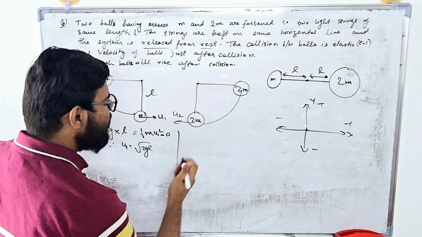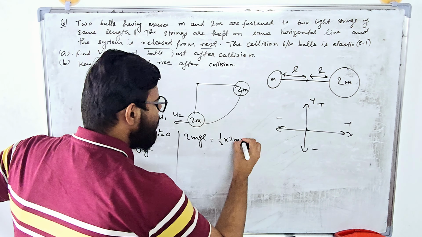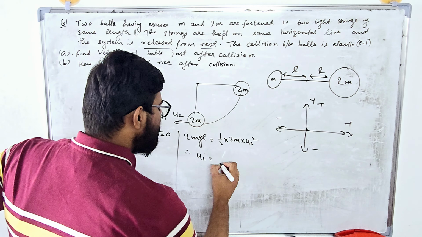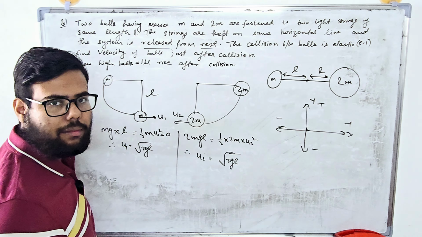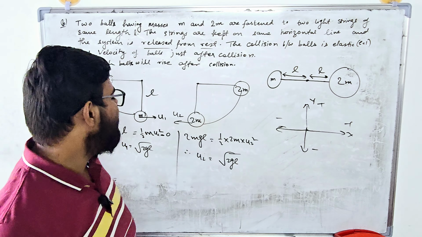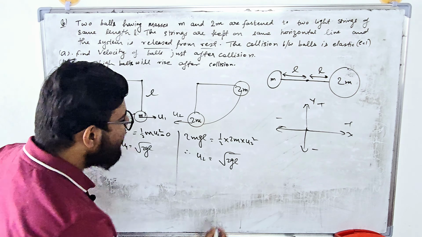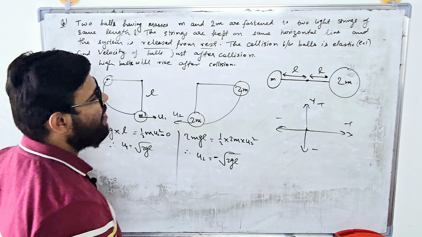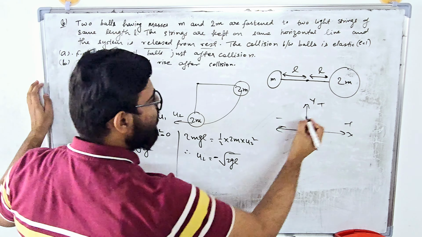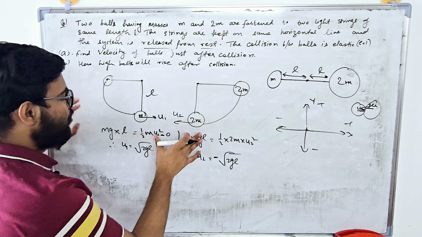Now for this case, again 2mgL is equal to half into 2m into u2 square. Over here also we get u2 is equal to root 2gL, right? So u1 is equal to u2, but there's one problem. u1 is along the positive side and u2 is along the negative side, hence this is actually negative. So I won't draw it like this. Basically, they are going to collide, so this is u1 and this is u2, like this. I've drawn it separately.